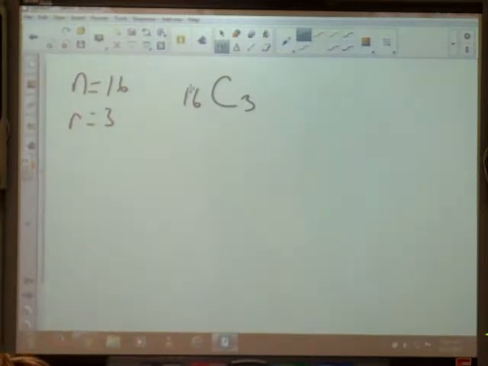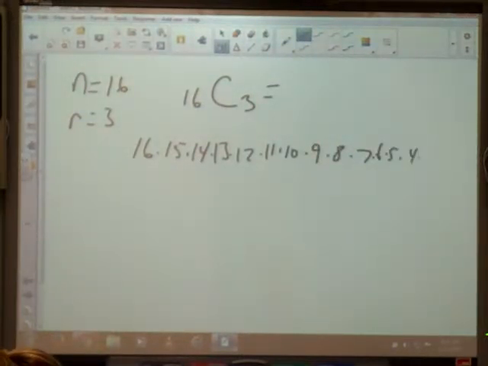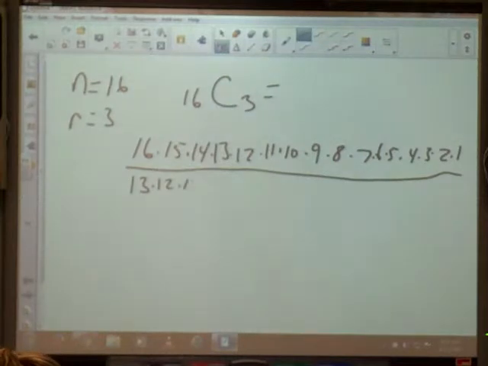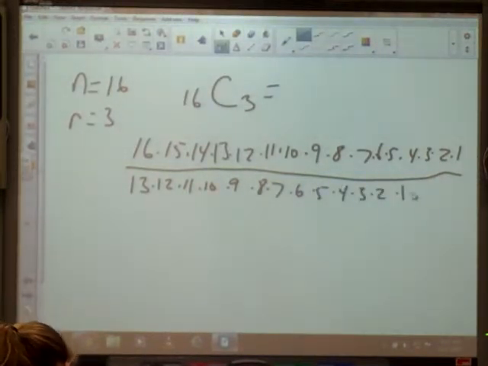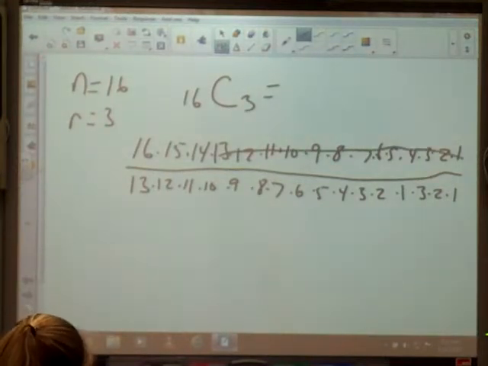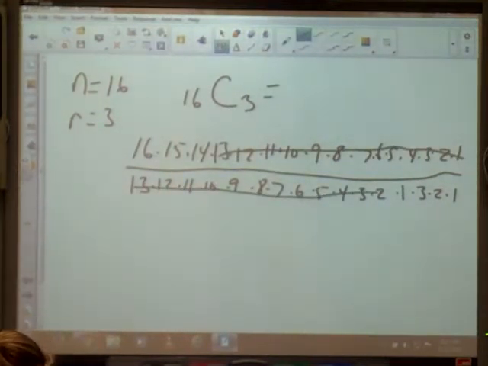Okay, so this would be, now a bigger number here, I'm going to have a bigger answer, so expect that. 16 factorial minus 3 factorial is 13. Do you have to write all this out? No. I guess I'd just like to. 13, 4, 3, 2, 1, and then 3 factorial. Alright, so I got 13 to 1 will cancel. 13 to 1 will cancel. So now I've got 16 times 15 times 14 divided by 3 times 2 times 1.